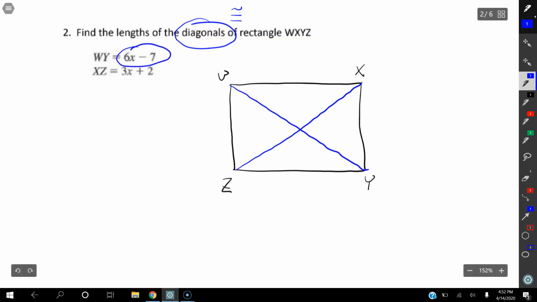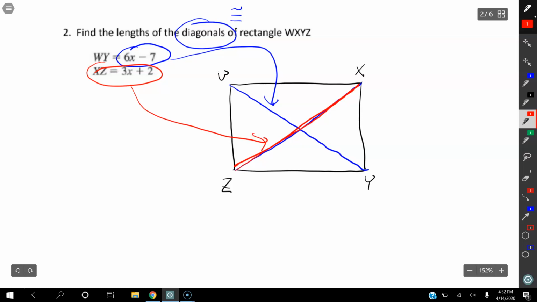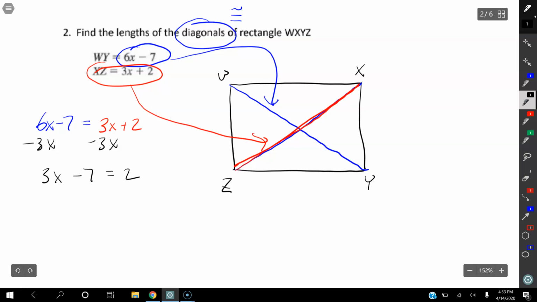And then they tell us how long they are. They say that WY is 6x minus 7. And then they tell us that XZ, which would be this fellow, is 3x plus 2. So I need to set up an algebra equation. I need to say that 6x minus 7 is equal to 3x plus 2. Now we just have to do some algebra work and solve this. So I'm going to subtract that 3x from both sides, and I get 3x minus 7 equals 2.